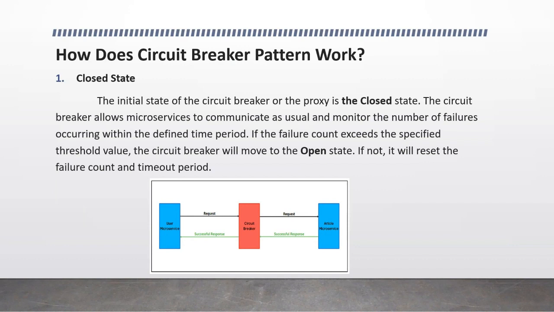For example, in the initial process, the circuit breaker state will be closed only. Closed means you are allowing the request from service A to service B. So it will not stop the request. It will process the request and get the response. So now the responses are successful. There is no issue, right? So in that case, your state will be in the closed state.